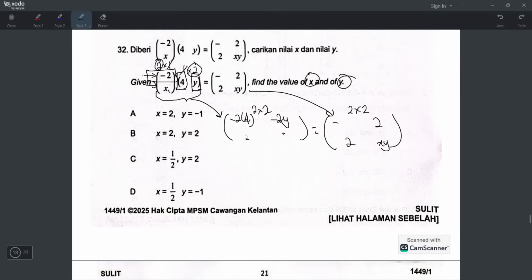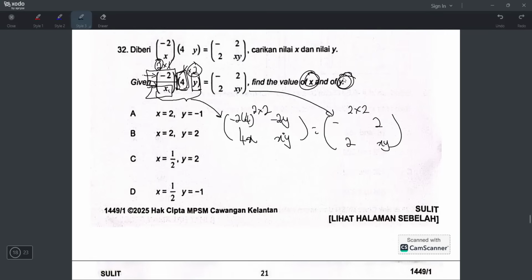Okay, now what about this one? This one you have to go to the second row, first column. So x times 4 is 4x. And where do you write it? At the second row, first column, 4x. And then the last one is second row, second column, xy. You write xy here. Now you can compare both sides.